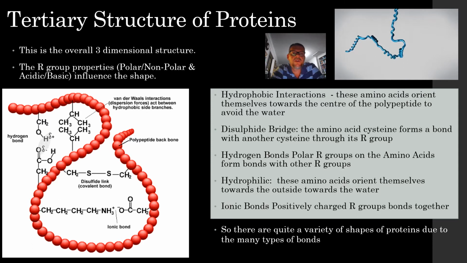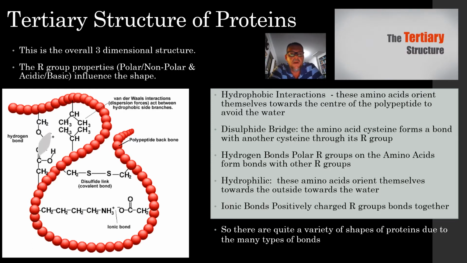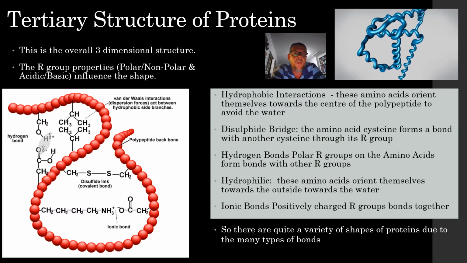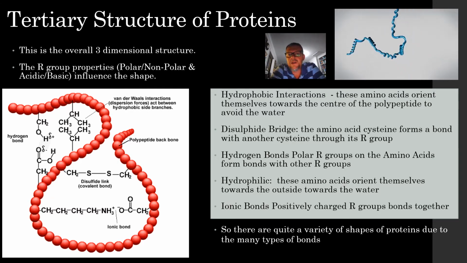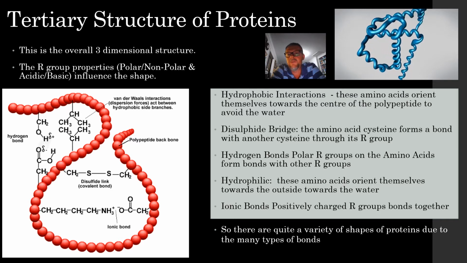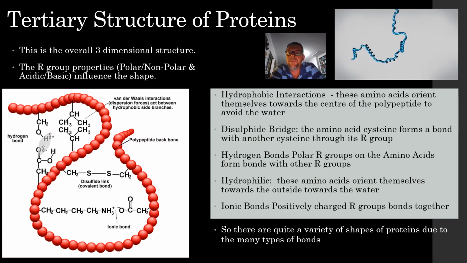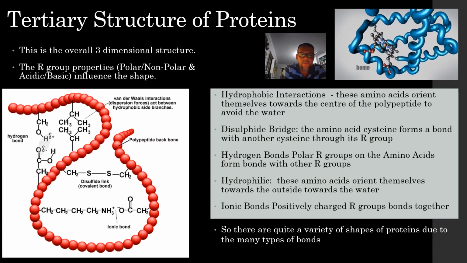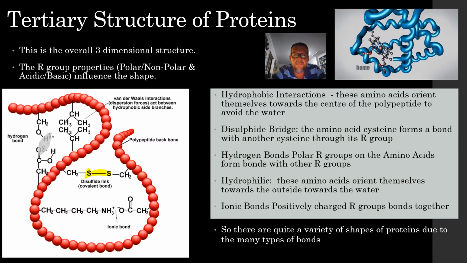The tertiary structure of proteins, and this is the overall three-dimensional structure. We'll spend a little bit of time looking at this. Now the R group properties, like polar and non-polar, and acidic and basic, influence the shape. You can have a variety of different interactions. So hydrophobic, remember they're non-polar. So these amino acids orient themselves towards the center of the polypeptide to avoid water. The disulfide bridge, now this is particularly cysteine, forms a bond with another cysteine through its R group. That's got to be a covalent bond, hasn't it?